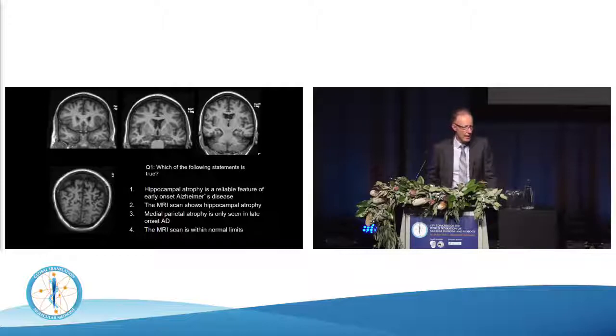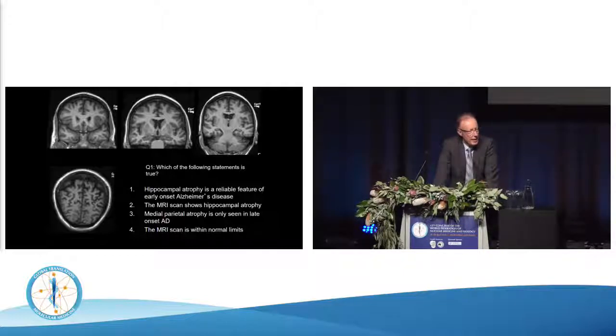She did have an MRI. Now, I want you to have a close look at this MRI and then tell me which of the following statements is true. Hippocampal atrophy is a reliable feature of early onset Alzheimer's disease. The MRI scan shows hippocampal atrophy. Medial parietal atrophy is only seen in late onset Alzheimer's disease. And is this MRI scan within normal limits? So this is testing your MR knowledge as well.